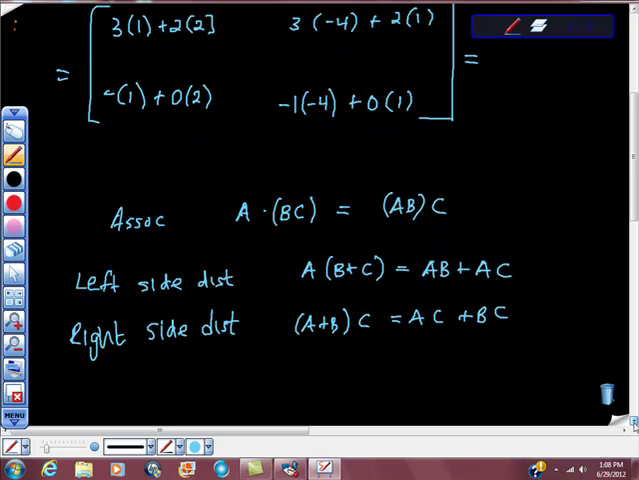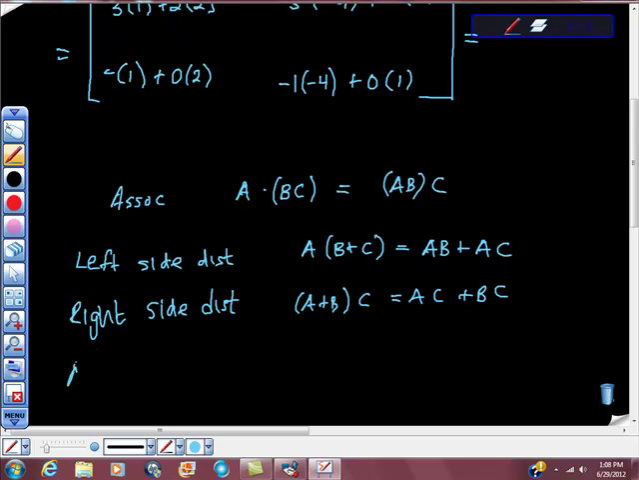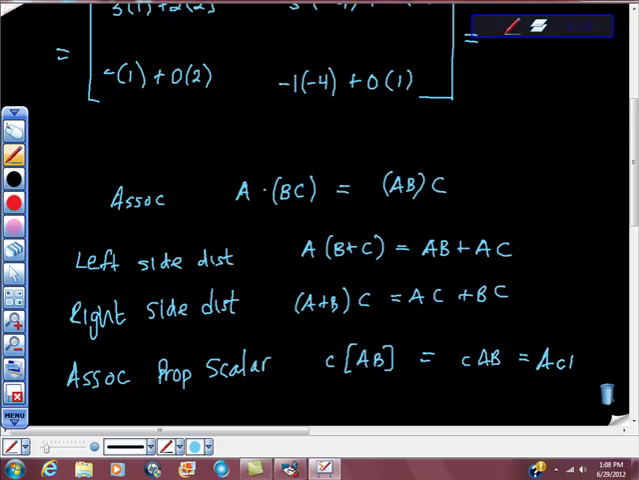And then we can also talk about a scalar. Remember, a scalar is just a number. So if you have a number like 5, we have an associative property of a scalar. I'll show you a scalar really quickly. Our scalar is c. We want to multiply it by matrix AB. It is the same as little c times AB, which is the same as c times A times B, which is the same as A times little c B.